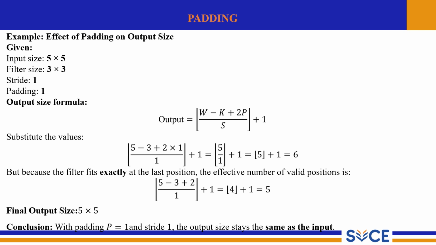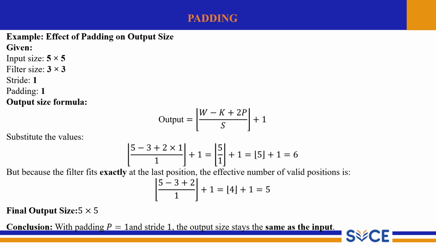So now let's substitute the given values into the formula. We are going to substitute the values directly in the output size formula. So (5 minus 3 plus 2 into 1) divided by 1, plus 1, equals 5 by 1 plus 1, equals 5 plus 1, equals 6. So this means the output feature map has a size of 5 cross 5.